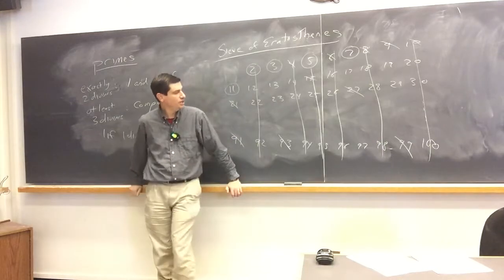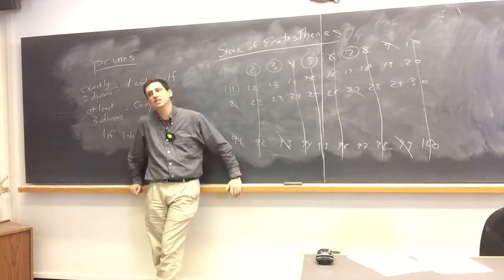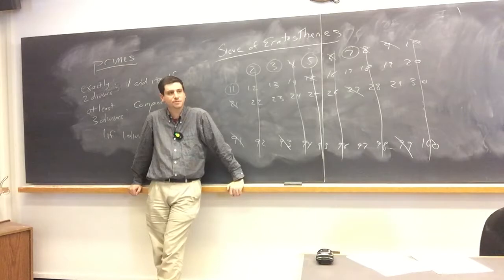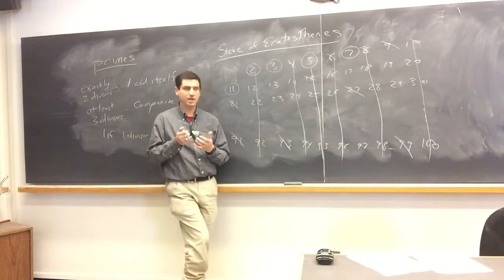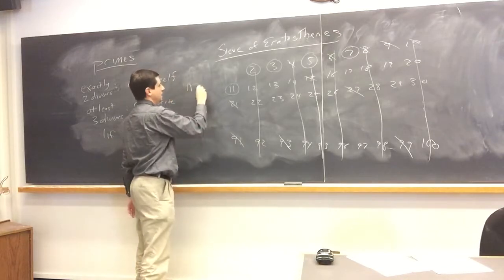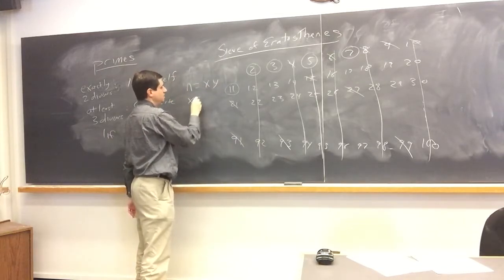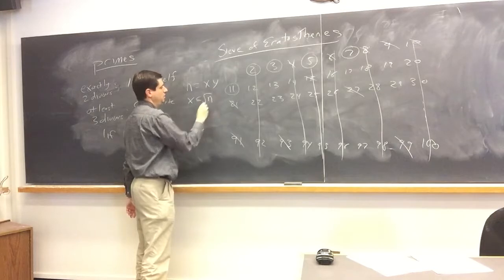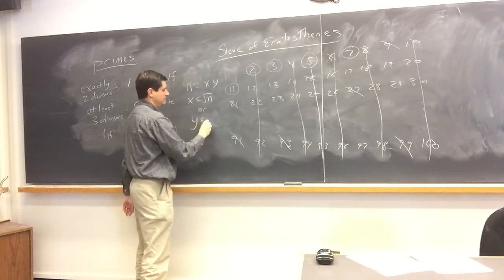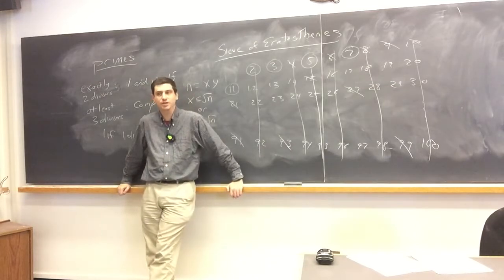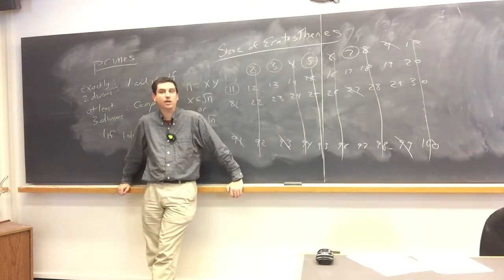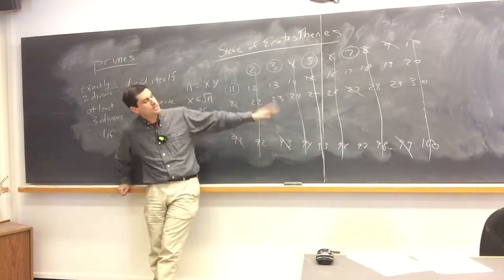Here's the interesting question. Could 11 divide anything on this list which is not crossed out? No, because remember, if a number is composite, if I can write n as x times y, either x is less than or equal to the square root of n, or y is less than or equal to the square root of n. So if I want to check all the numbers up to 100 to see if they're composite, I only have to check the primes up to the square root of 100, or 10. So 11 cannot divide anything else.